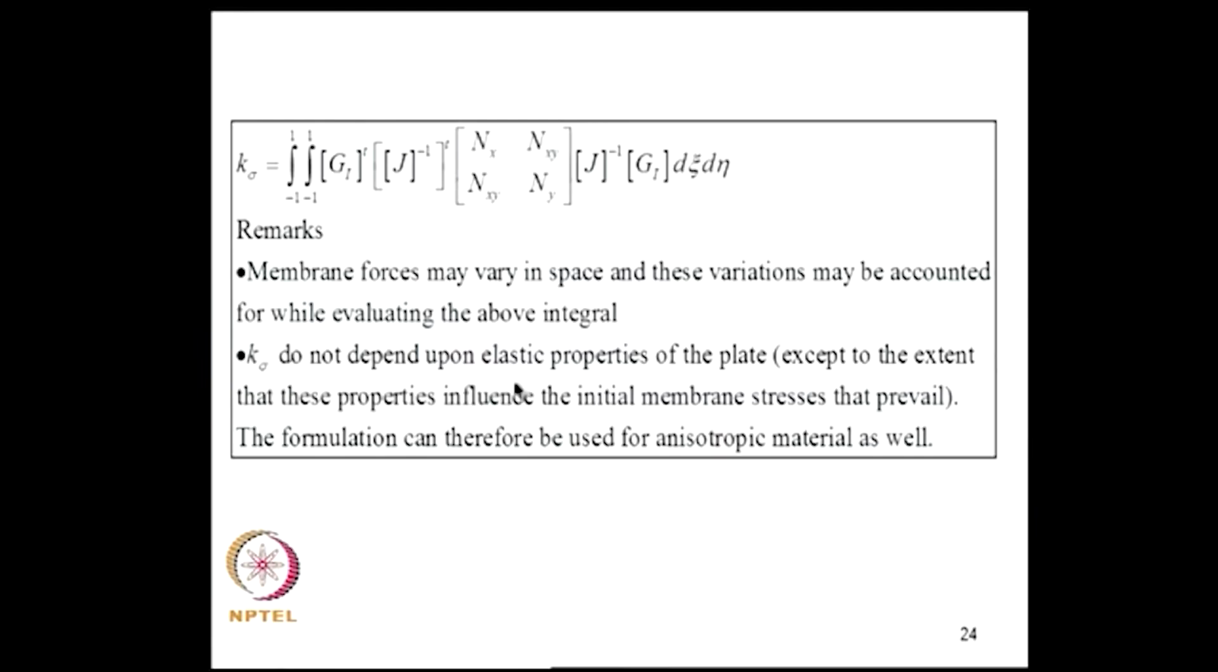K sigma does not depend on elastic properties of the plate. See, if you see here, there is no Poisson's ratio and Young's modulus here, but of course the pre-stress, the initial stress that exists, will be a function of E and nu, but the elements of this itself are not directly dependent on elastic constants. Therefore, this formulation can be used if the material is anisotropic also, because this does not depend on the material being isotropic.